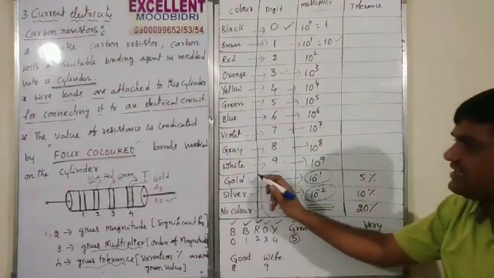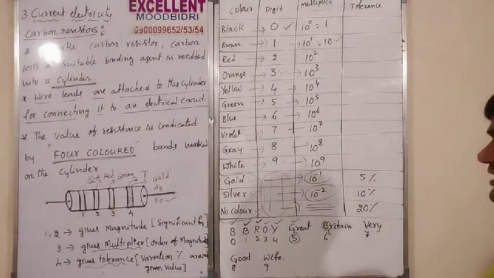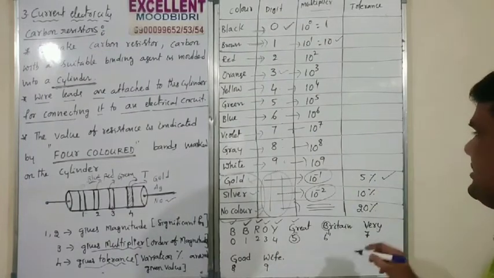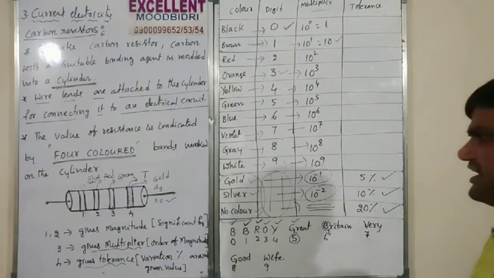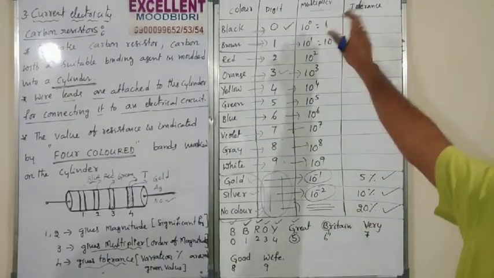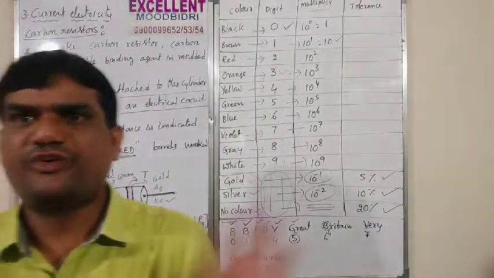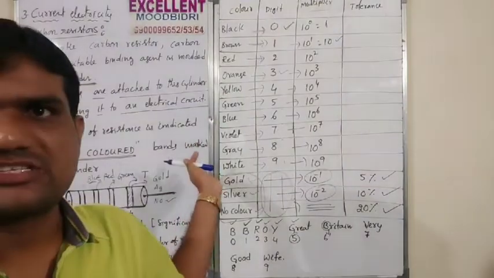These three we can call tolerance. Tolerance of gold is 5%. Tolerance of silver is 10%. Tolerance of no color is 20%. With the help of this tabular column, we will solve very, very important problems. Now we will solve some example problems based on this topic.